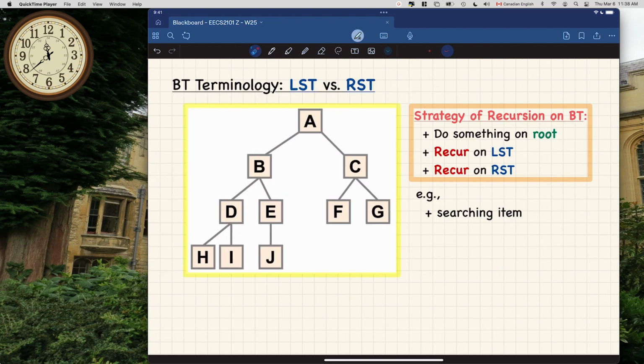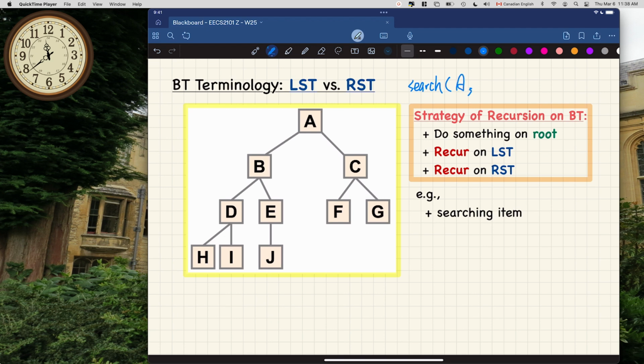All right, how do you search through the tree? Let's say what we want to do is define a method called search, and of course it's going to return a Boolean, either true or false. For example, I might say I want to search starting from A.